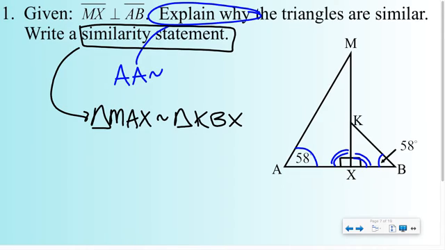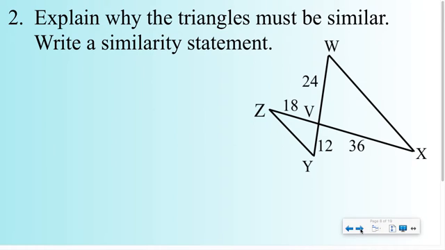Alright, flip it over. Decide if those 2 triangles on number 2 are similar or not. Give me a reason why, and then give me their similarity statement. I think it's easiest to look for congruent angles first. Then check sides. But however you choose to do it, I guess.